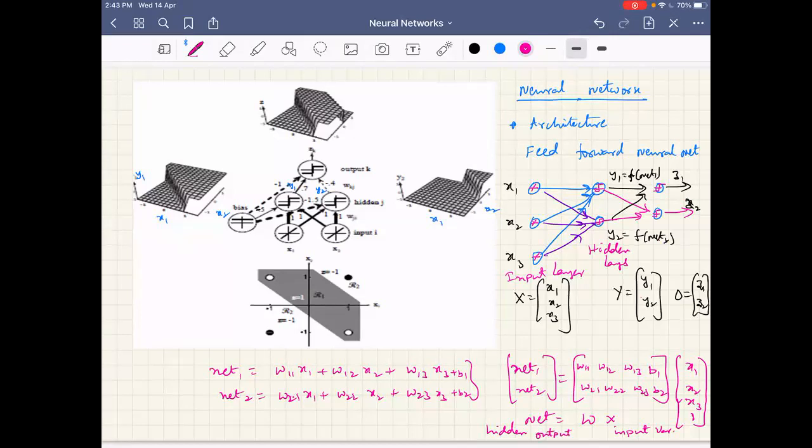Similarly, you can see that Z is also mapped to Y. In fact, net values of Z are mapped to Y by another matrix-vector multiplication, right? Now, what do we mean by training of this neural network? Training of this neural network means that we need to identify appropriate weight vectors. This W.